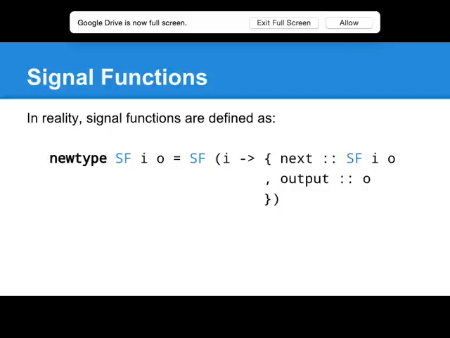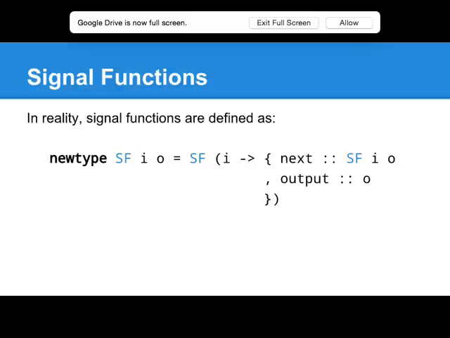In reality, I gave a kind of incorrect conceptual model. The real implementation of signal functions looks more like this. We have our input type and we have our output type. A signal function from the input type to the output type looks like a function that will take the next input, in this case our button clicked input, and it's going to return a record.